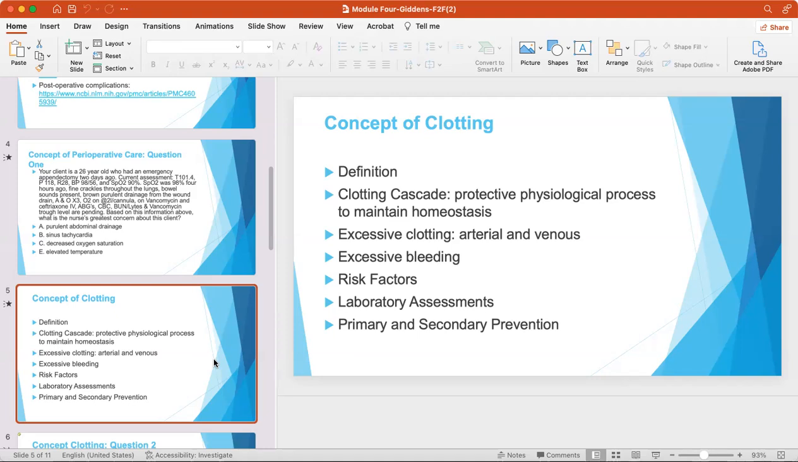Do you have to know the entire coagulation cascade? Is a question I'm asking, and the response is no. But you need to understand that there are many different factors involved with the coagulation process, with the clotting process.